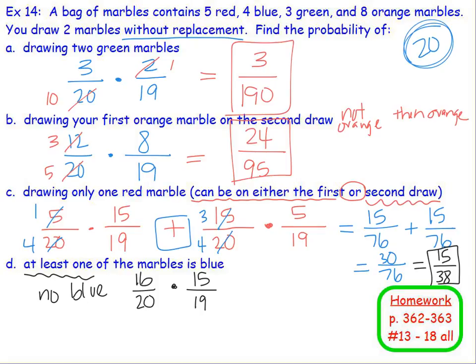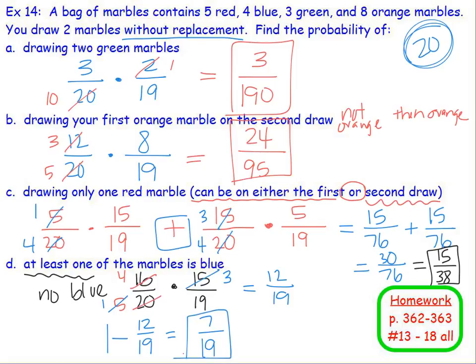So let's do some reducing. Well, I definitely know 16 and 20 can both be divided by 4. 16 divided by 4 is 4. 20 divided by 4 is 5. I also know that 5 and 15 can both be reduced by 5. 5 divided by 5 is 1. 15 divided by 5 is 3. And that is all we can do. 4 times 3 is 12. 1 times 19 is 19. But that's not our final answer because we used a complement. So we have to take 1 minus that answer of 12 over 19. If you have a fancy calculator, 1 minus 12 over 19 leaves you with 7 over 19 as your final answer. And that's the end of the lesson.